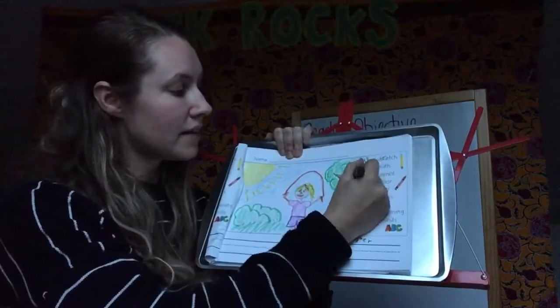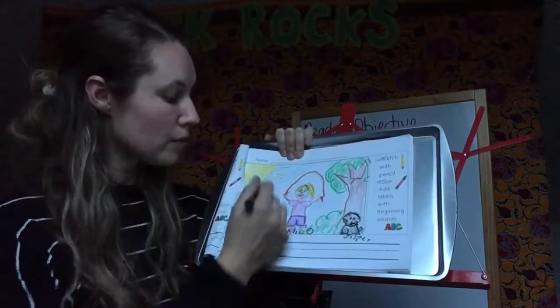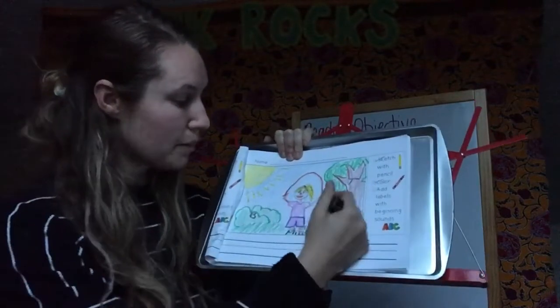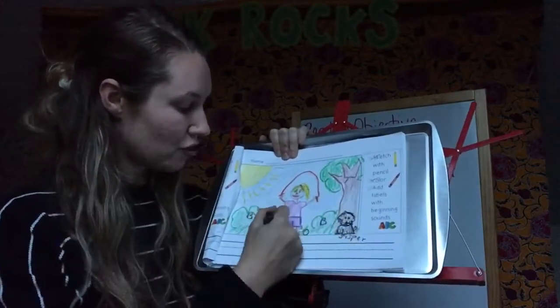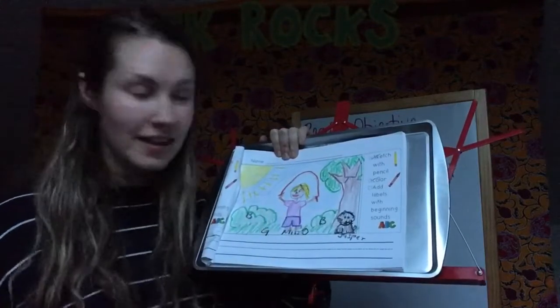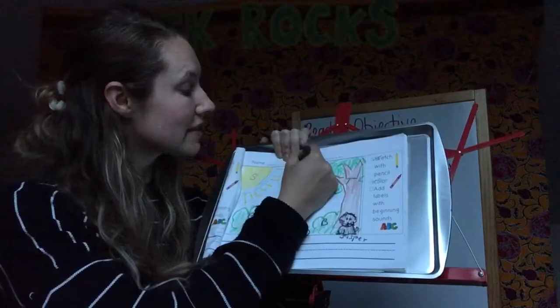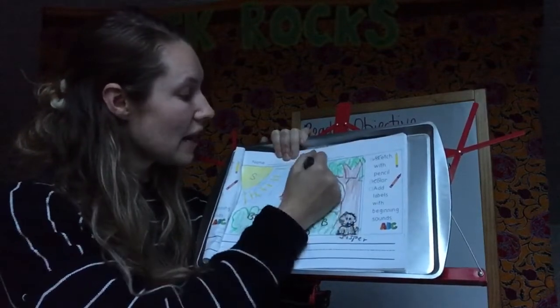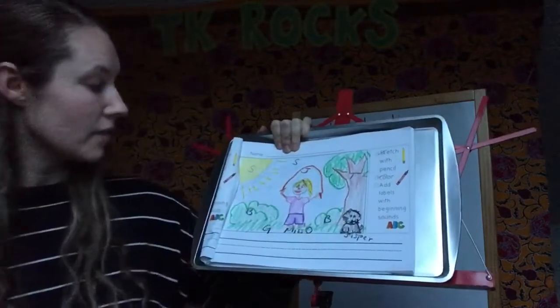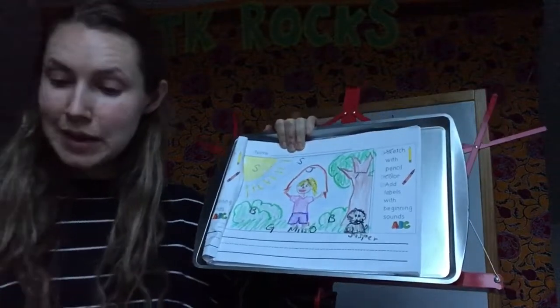I'm gonna label what I see around me. So a T for tree, a B for bushes, G for grass, an S for the sun, and an S for the sky, a J for jump rope. So that's really all my labels.